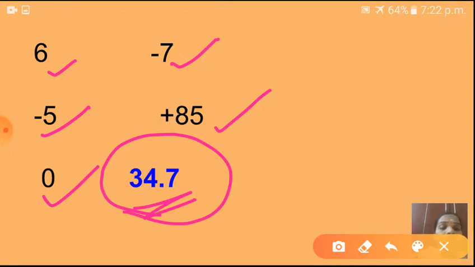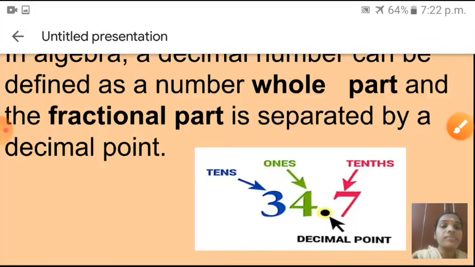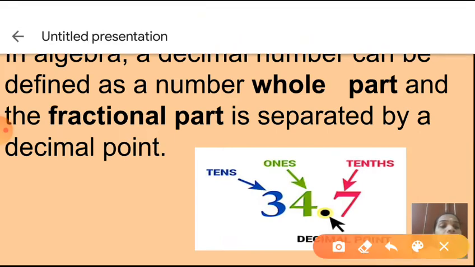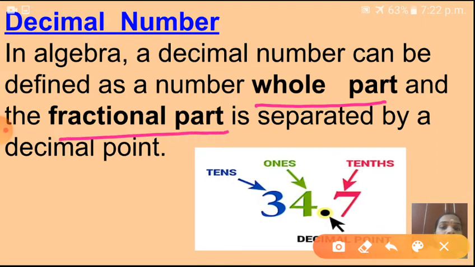So what is meant by a decimal number, and all these things we are going to discuss now. A decimal number can be defined as having a whole part and a fractional part. So children, a fraction contains what? Yes, numerator upon denominator. Like that, the decimal number also has two parts, the whole part and the fractional part, and they are separated by a decimal point. These two parts are separated by one point, that is called what? Decimal point.